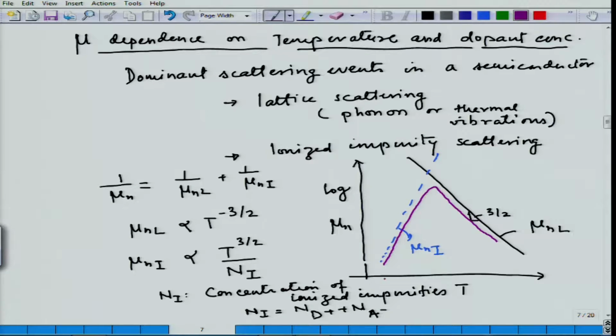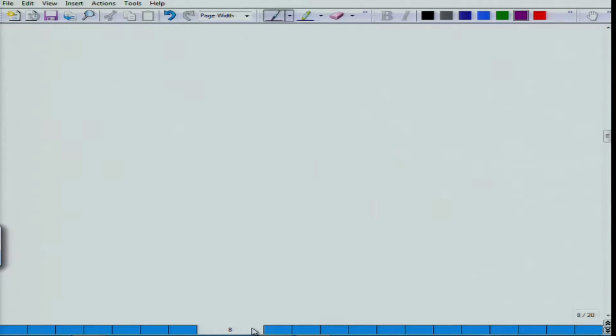So, overall this is what one expects when one sees the effect of temperature on the mobility of electrons. I can have the same discussion for mobility of holes, it will remain similar and the behavior is going to be similar. So, with this we can then look at some more typical data that we see.